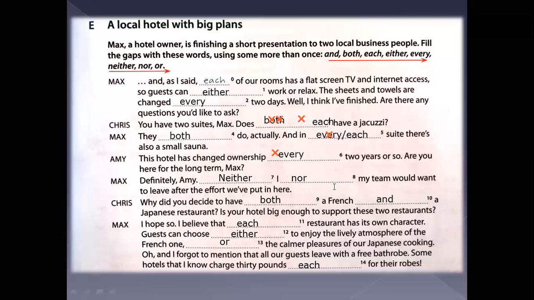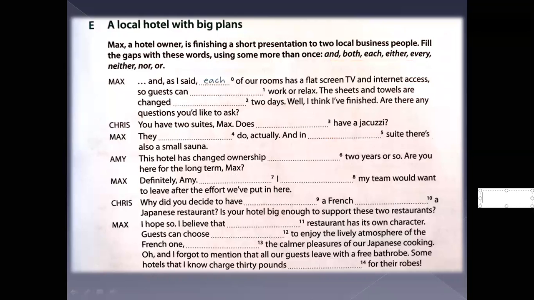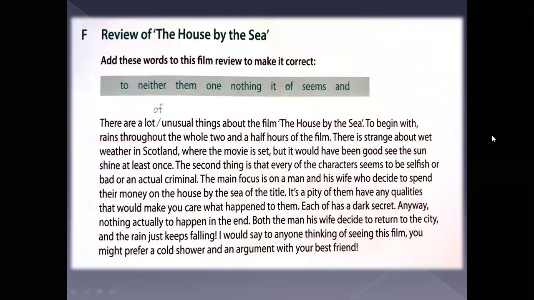So, this is it. The difference between every and each is that every is a general situation and each is a particular, specific situation. Both goes with and, either goes with or, and neither goes with nor. Is that clear? This is it for today. Any other questions to ask or clarify?